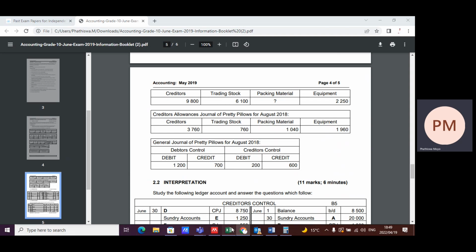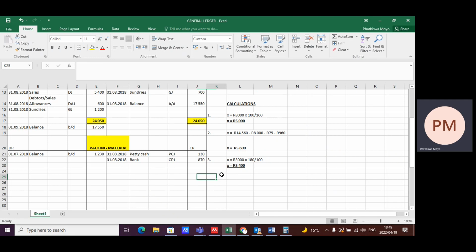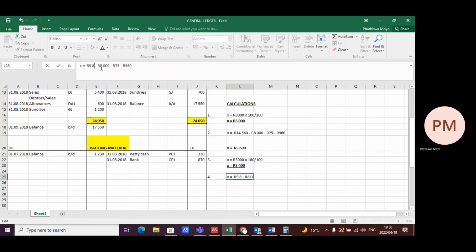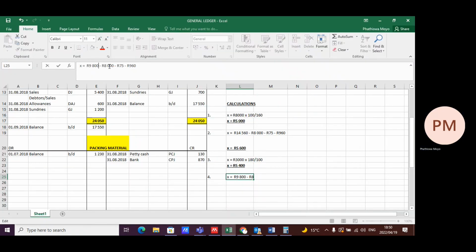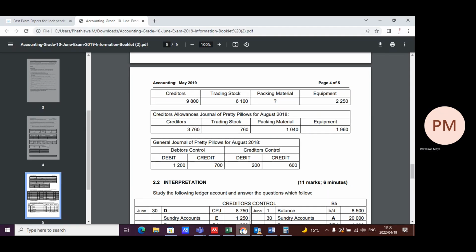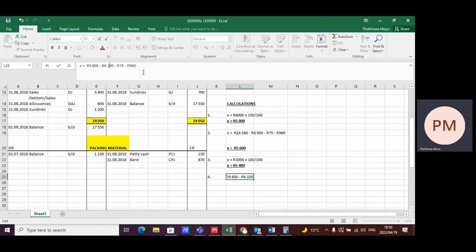And we have to solve for X again. We're getting good at this. It's going to be in this sense, because your creditors control should equal all those accounts that were incurred. So 9,800 minus 6,100 minus 2,250.